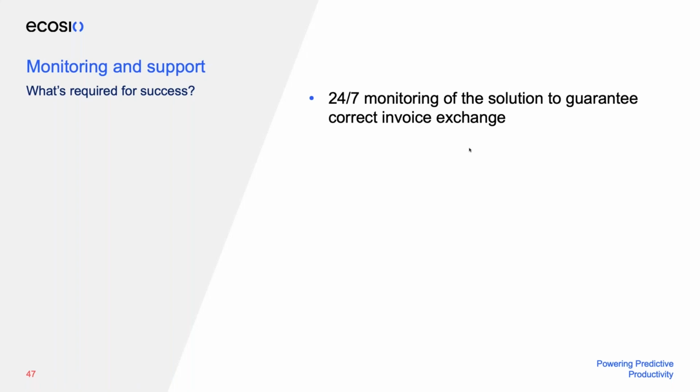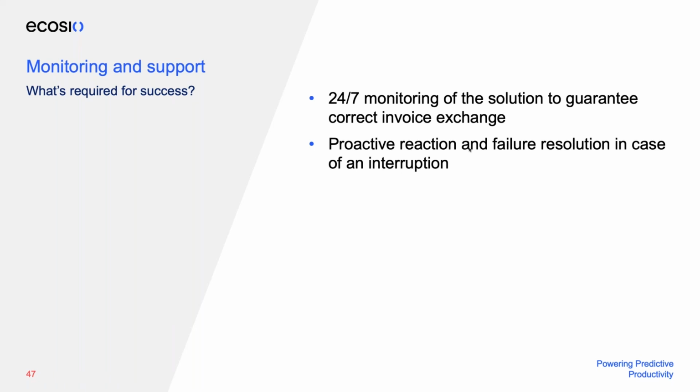You need a 24/7 monitoring of the solution in order to guarantee correct invoice exchange. So in case errors occur, and errors often can occur in such electronic systems due to the unavailability of network nodes, network failures, wrong IDs, wrong export data, master data issues, and so on, you need a proactive reaction and failure resolution in order to get back to normal as soon as possible.